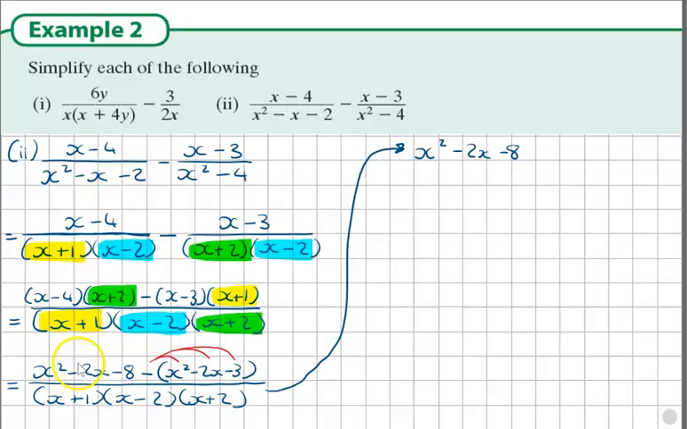So then I'm going to multiply in the minus. So I'm just bringing over the x squared minus 2x minus 8. So I'm just writing that down, not changing anything there. Then I'm going to multiply in the minus. So minus times x squared is minus x squared. Minus times minus 2x is plus 2x. And minus times minus 3 is plus 6. And then I have my common denominator again.